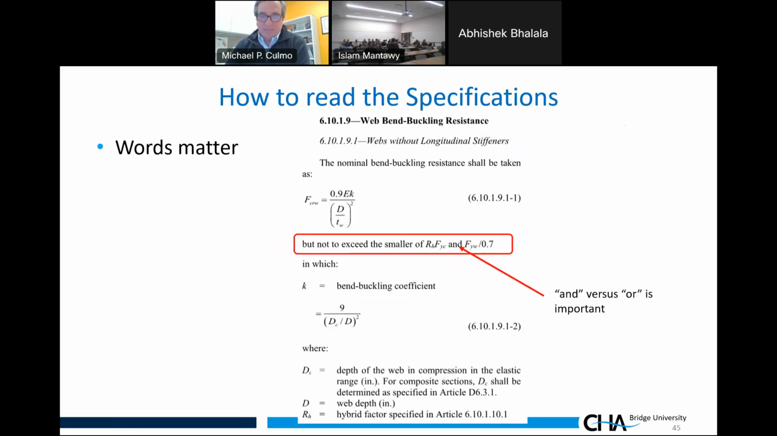Words matter. If there's an and or an or, that means two different things in the code. In this case, they give an equation, the nominal buckling resistance shall be taken as whatever there is in the equation, but not to exceed the smaller of R sub h F sub yc and F sub yw divided by 0.7. If that was an or, it means something completely different. If it's and, it cannot exceed either one of those terms. If it's an or, it can't exceed one of the terms. There aren't many ors in the code, but you have to be careful with ands and ors.